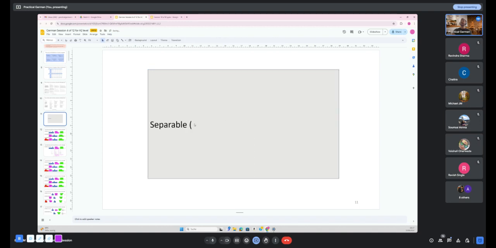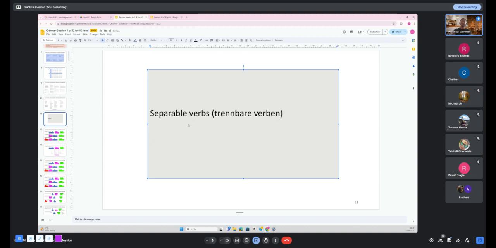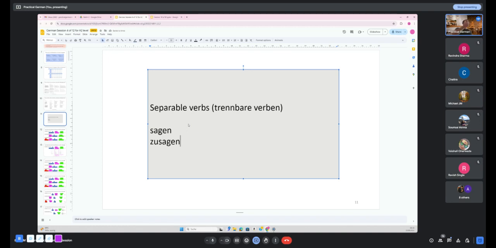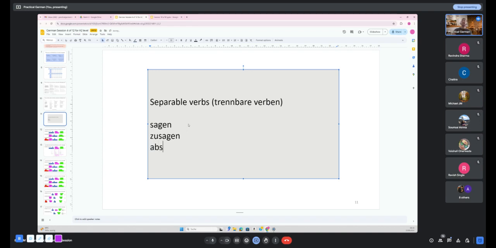Separable meaning separable. They are also called trennbare Verben in the German language. What do they mean? For example, if you have the verb sagen, it means to say. But this one is pronounced zusagen. This means, if you apply for a job and you get acceptance, it will be a zusage email. Then you also have absagen. Absagen is a rejection email. No one likes to get that.